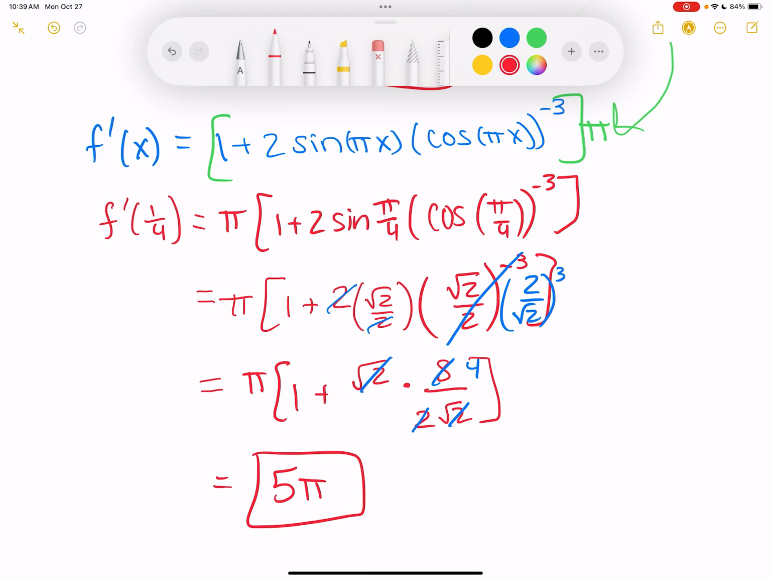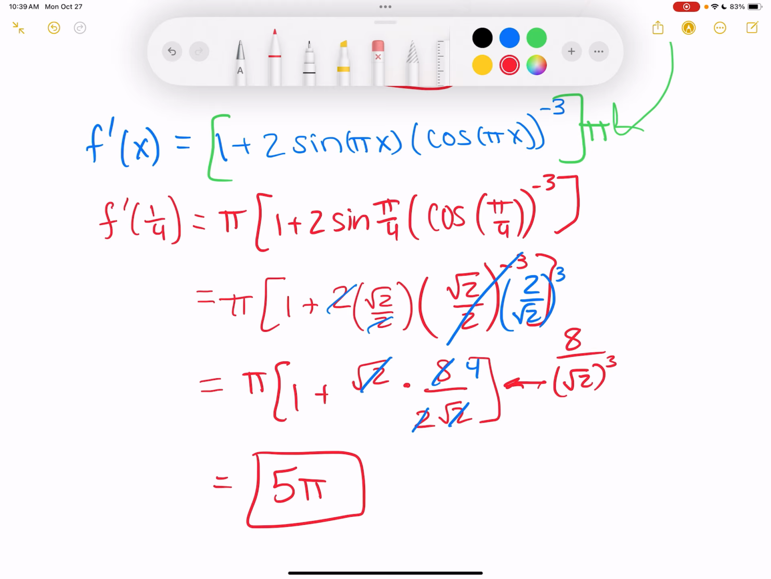Are you tracking? Where did the 2 root 2 at the bottom come from? I cubed the root 2. Oh. So 2 and the root 2 and root 2 became the 2, and then there was a root 2 left over. So I just skipped an intermediate step of showing this was 8 over the square root of 2 cubed, and then turning that into what's right there.